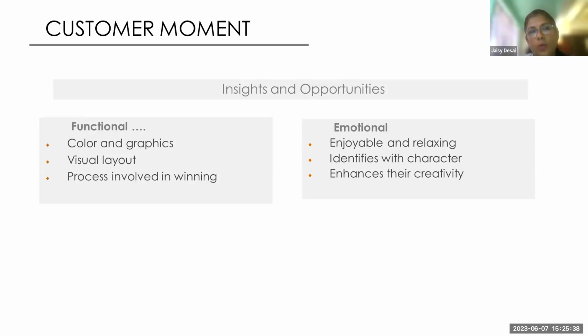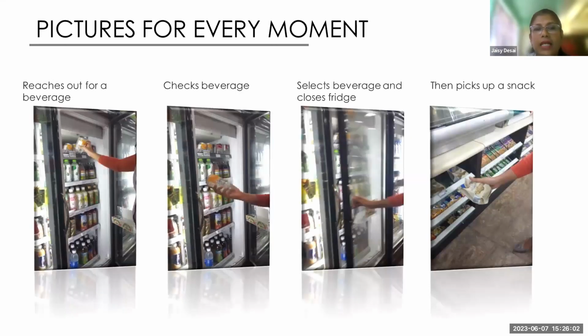I'll show you some of those examples. So in customer moment, what we are looking at is the functional part of it and the emotional. So while they operate the game or operate the app, you also get to know how easy or difficult it is for them to use, and also the extent to which they enjoy it, or the extent to which they identify with the character. So here it was on how they actually use a fridge. So that's a customer moment.